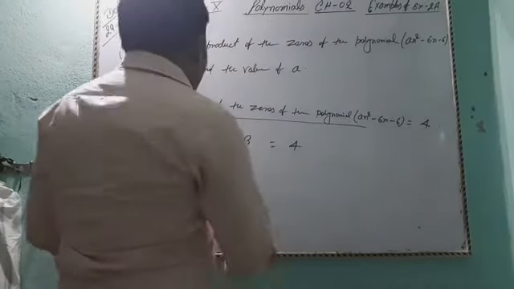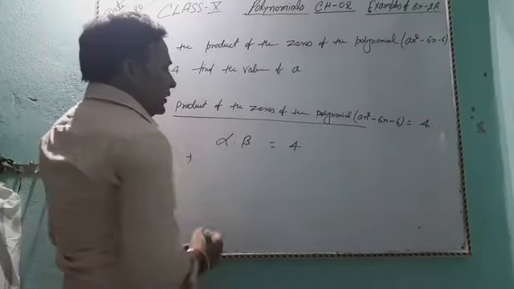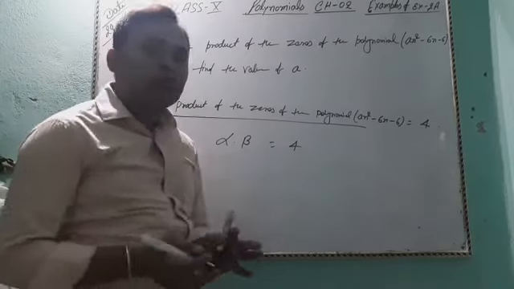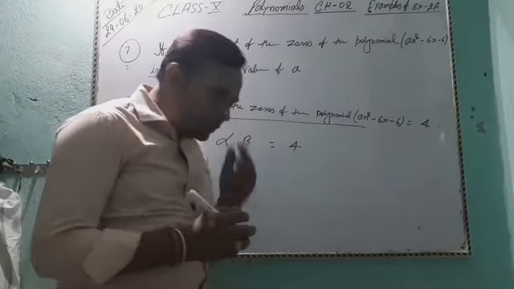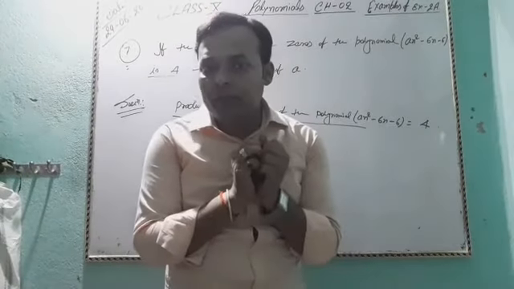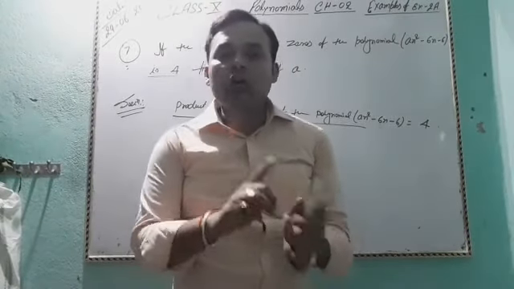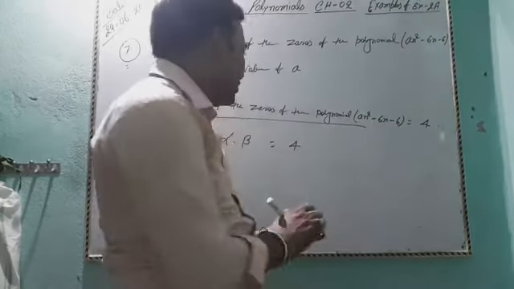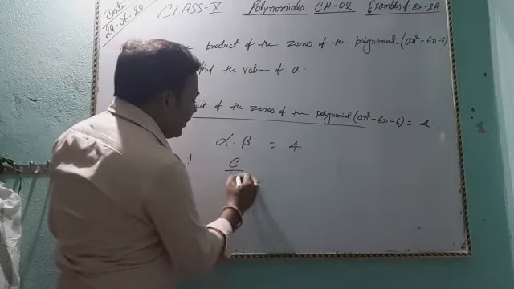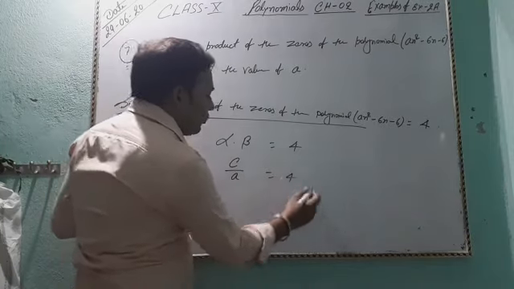And alpha into beta equal to c by a. Product of the zeros equal to c by a. C is the constant term and a is the coefficient of x square. So alpha into beta equal to c by a equal to 4.